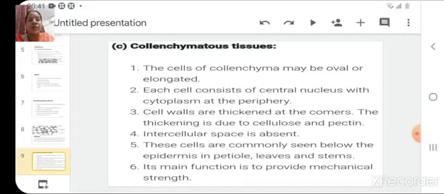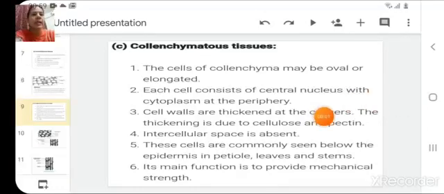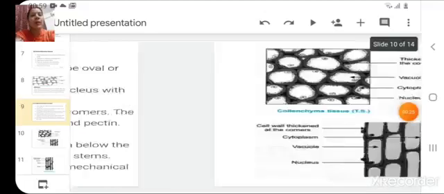In this, the observation will be: the cells of the collenchyma may be oval or elongated. Each cell consists of a central nucleus with the cytoplasm at the periphery. Cell walls are thickened at the corners. The thickening is due to cellulose and pectin. Intercellular spaces are absent. These cells are commonly seen below the epidermis in petioles, leaves and stems. Its main function is to provide mechanical strength to the plant.